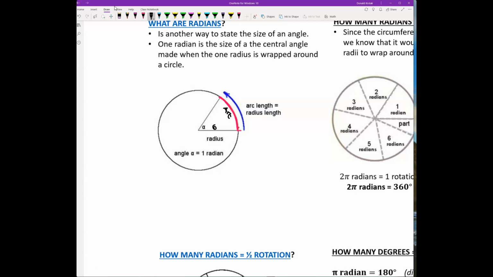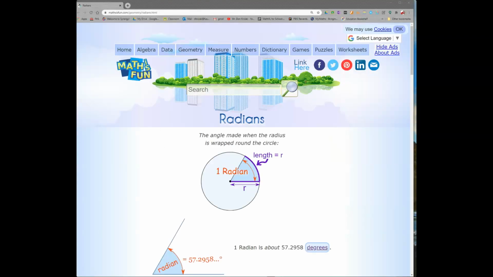Let's say that this was 6 inches. Then this arc length would be 6 inches. Now, the angle that it creates starts at the beginning of the crust and at the end of the crust, and it makes this angle, which is called a central angle. That angle is equal to 1 radian. So a radian is made by taking the radius and wrapping it around the circle. All right, so you can see here, a radian is the angle made when the radius is wrapped around the circle.